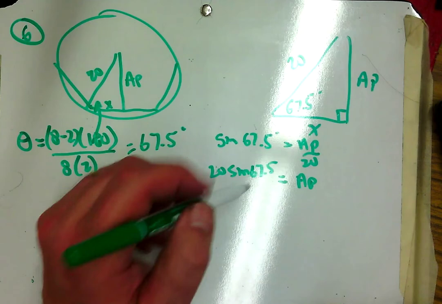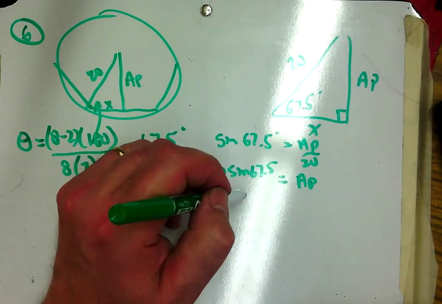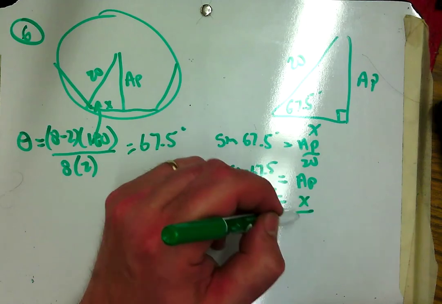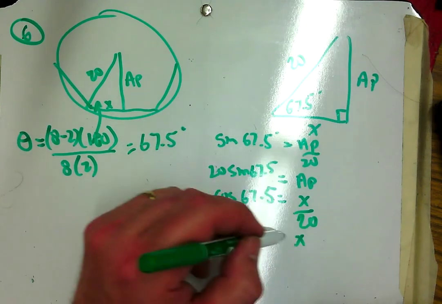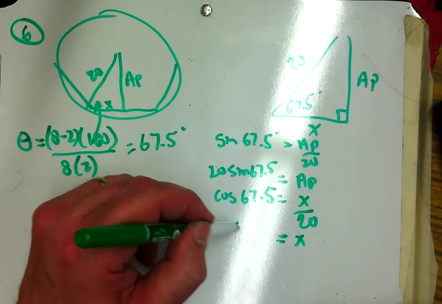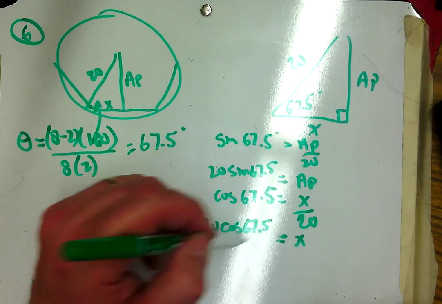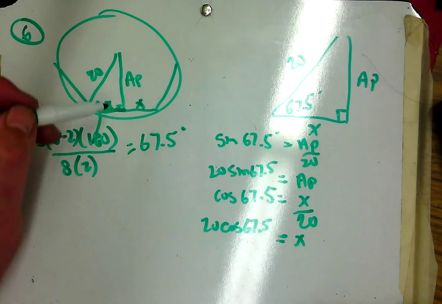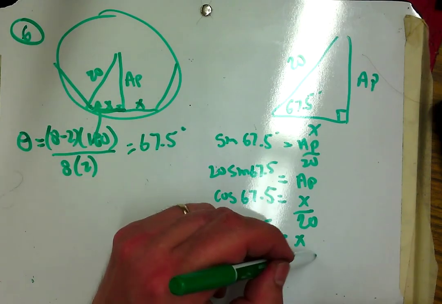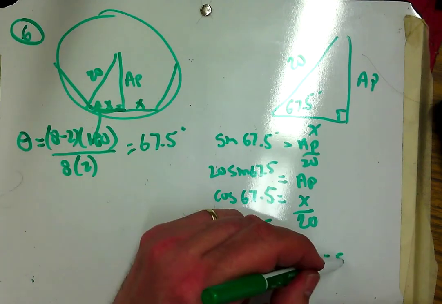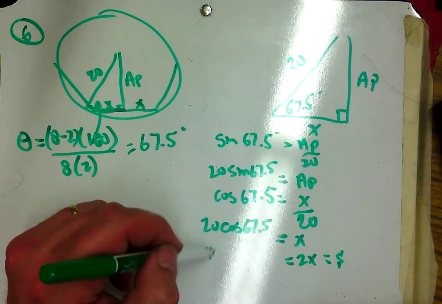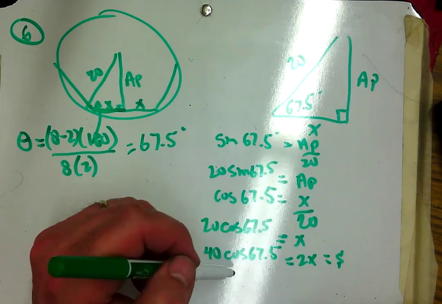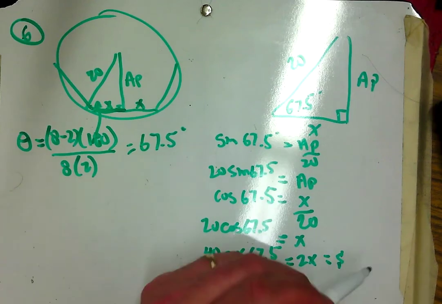Likewise, to find x, I'm still going to use cosine of that angle, x over 20. And so x is going to be 20 cosine 67.5. Remember though, x is only half of the side length. It takes 2 x's to get a side length. So 40 cosine 67.5. And what about the perimeter?